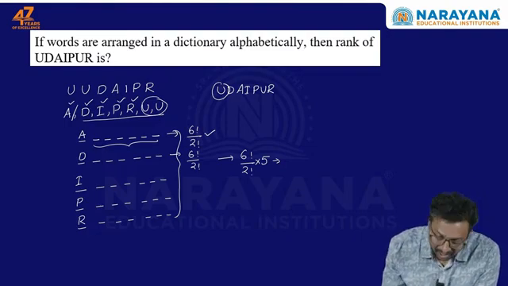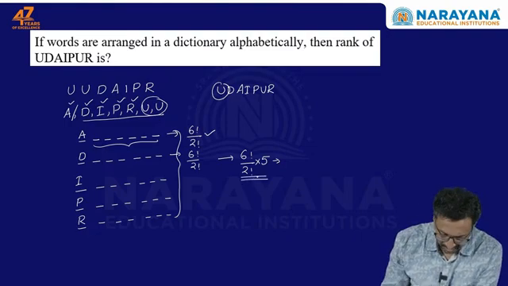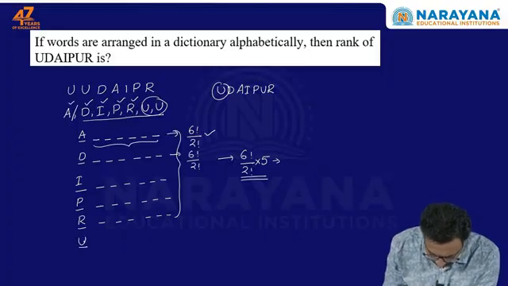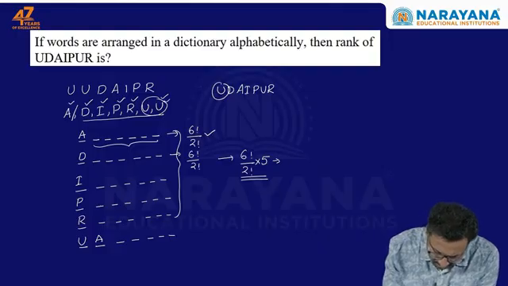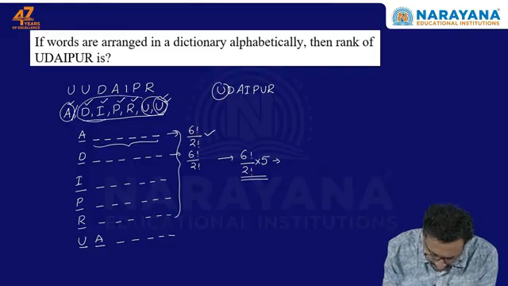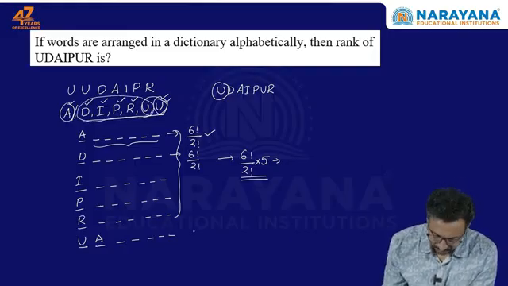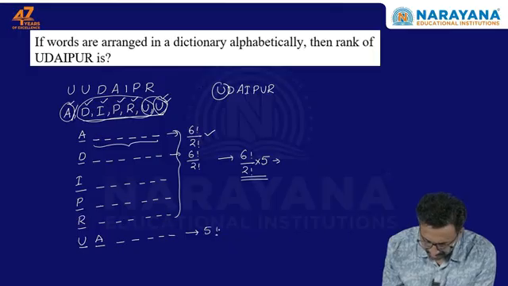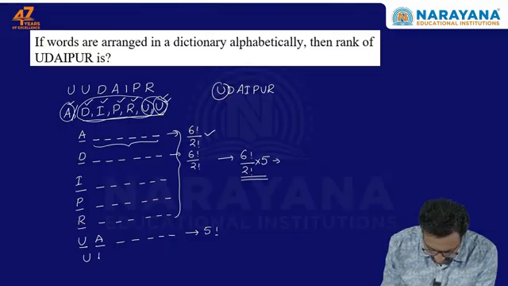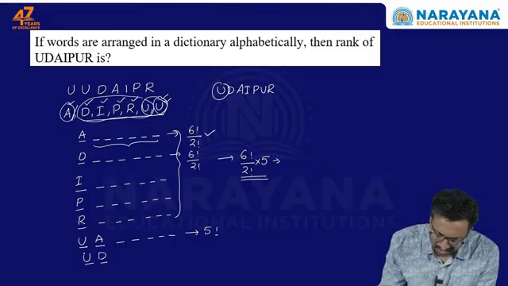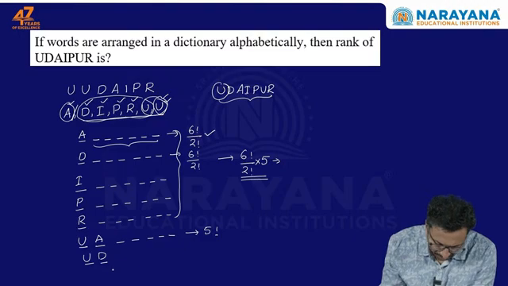So now after all these words are completed, you start with U. Once you start the word with U, in the alphabetical order, the words starting with UA will come first, right? Once the word starts with U and A are used, the remaining 5 places are to be filled with D, I, P, R, U. It can be done in 5 factorial ways. Next, once UA are completed, you will start the words starting with UD. Our Udaipur also starts with UD.